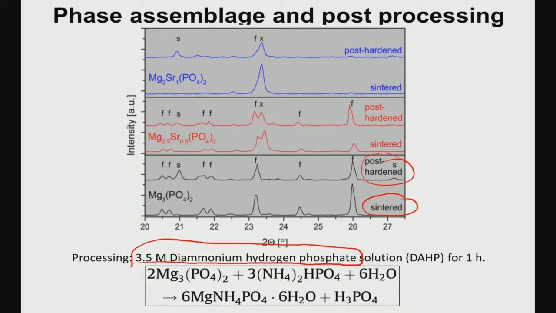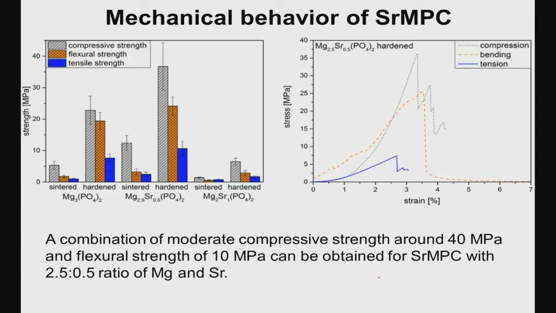Once you immerse the scaffold for 1 hour, after that you do X-ray diffraction and see whatever phases are forming, that is the struvite phase, and what reaction is taking place during the chemical conversion. Your magnesium phosphate will react with diammonium hydrogen phosphate and give MgNH4PO4·H2O, that is the reaction product. Now, depending on whether you are doing sintering or post hardening, you are getting different strength properties.